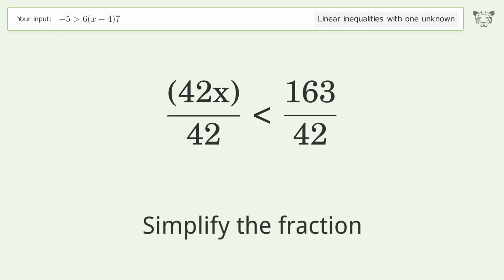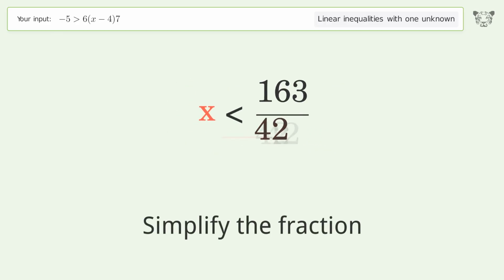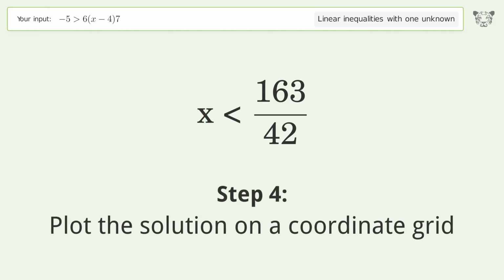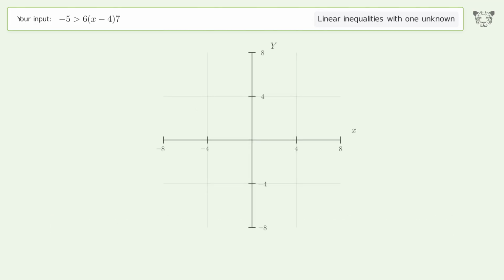Simplify the fraction. Plot the solution on a coordinate grid. And so the final result is x smaller than 163 over 42 smaller than 337 over 42.